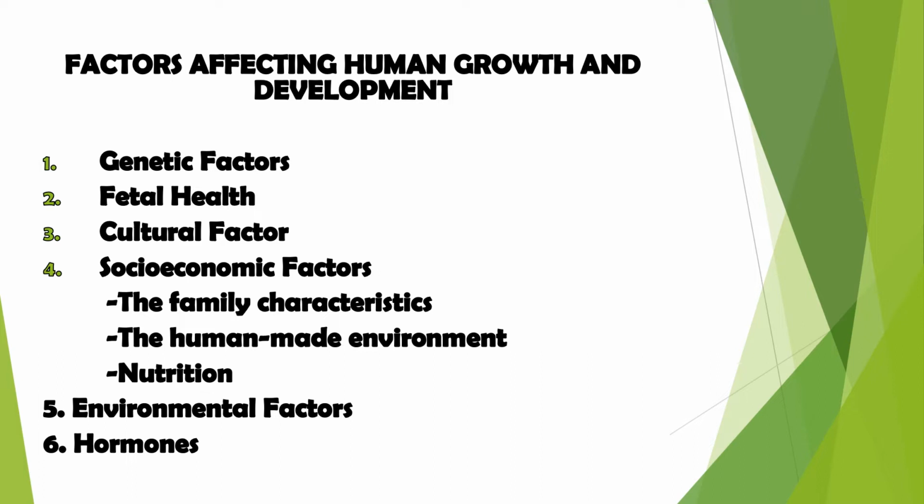Another is the socioeconomic factors. Under socioeconomic factors are the family characteristics, the human-made environment, and nutrition. So children of higher socioeconomic classes are taller than the children of the same age and sex in the lower socioeconomic groups. Urbanization has positively influenced growth. The secular trend is observed in growth where kids grow taller and mature more rapidly than the previous generation.